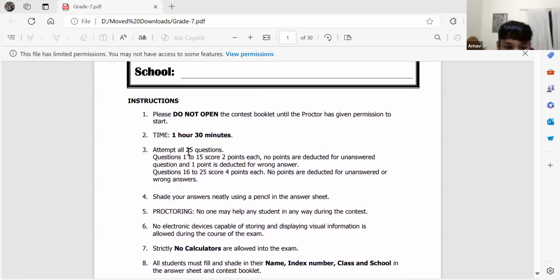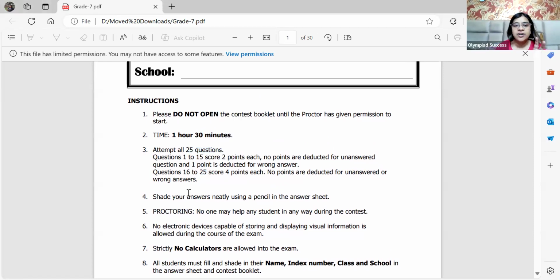It was 25 questions earlier, divided into two sections. The first was section A, where you get 2 points for every right answer, and one is deducted for a wrong answer. Section B is different from section A because section A has options, but section B is without options, so open-ended questions.